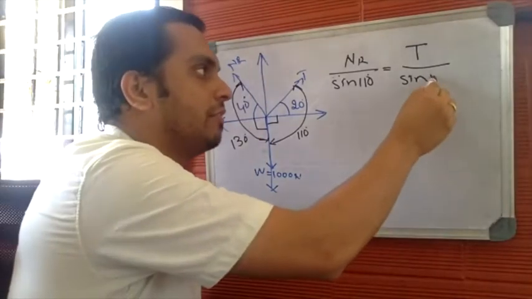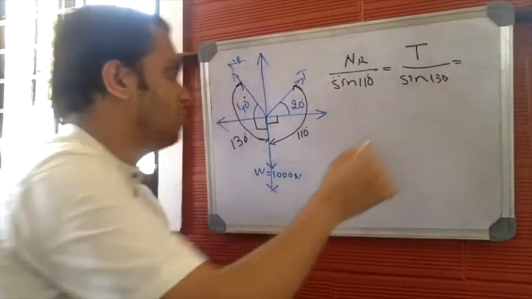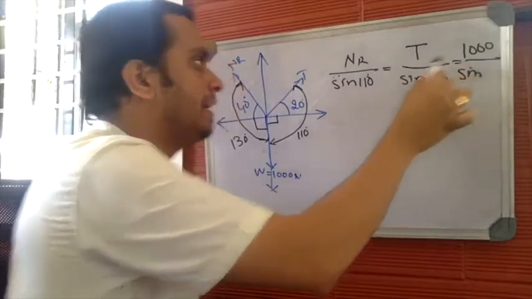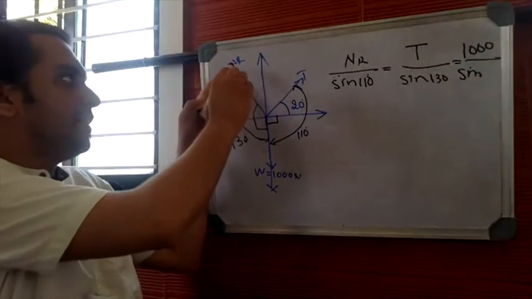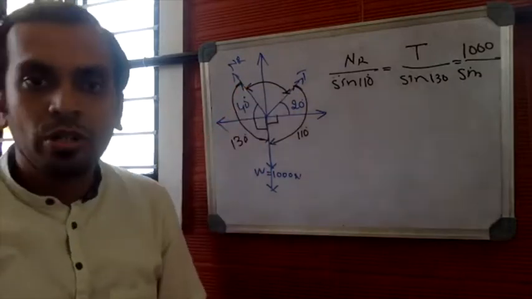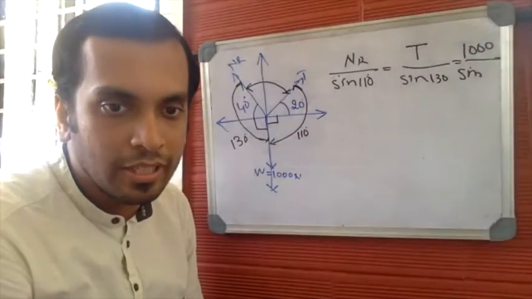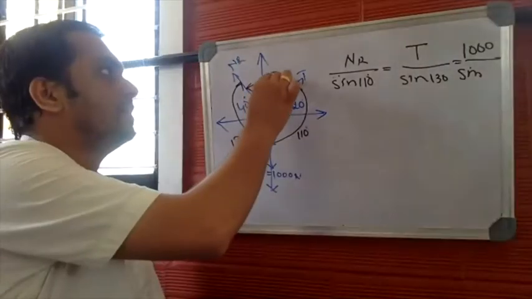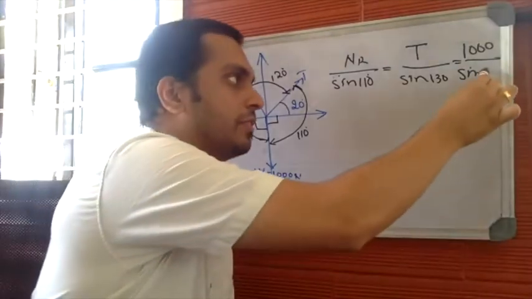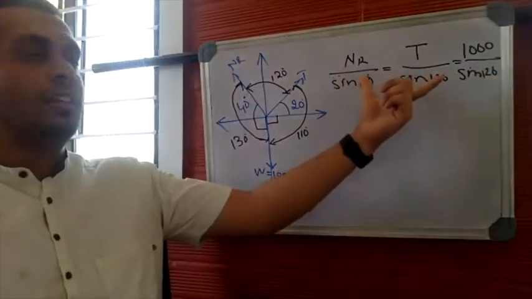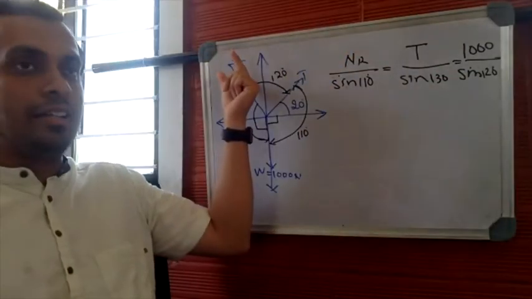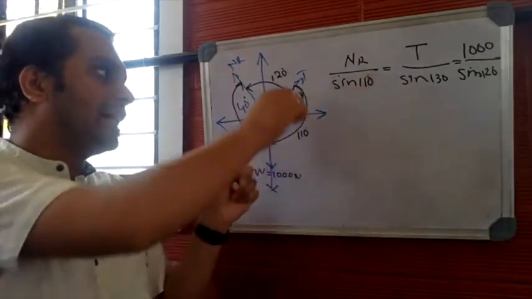So it will be sine 130, equal to finally 1000 divided by sine of the angle between the other 2 forces, the angle between normal reaction and T. This angle. So the total angle is 180, so the left out angle will be 120. So this is 40, this is 20, and this will be 120. So this is Lami's theorem. Lami's theorem states that each force is proportional to the sine of the angle between the other 2 forces.